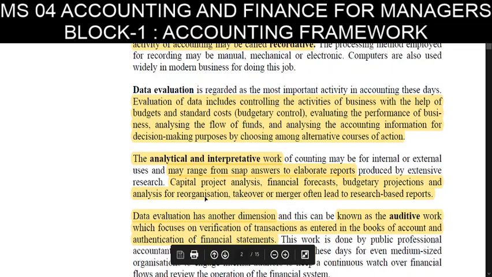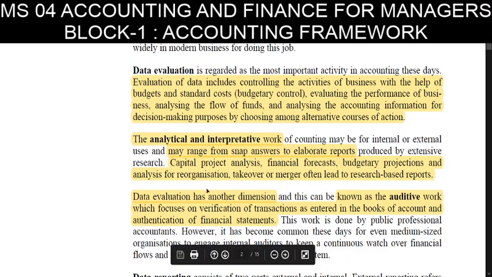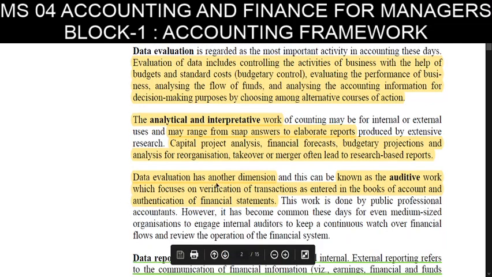The next area is analytical and interpretative work. What is this analytical work? Means generating reports or giving answers to questions like capital project analysis, financial forecasts, budgetary projections, analysis for reorganization, takeovers, mergers. So all this comes under analysis, taking the records, evaluating, and then analyzing the future. That is analytical work.